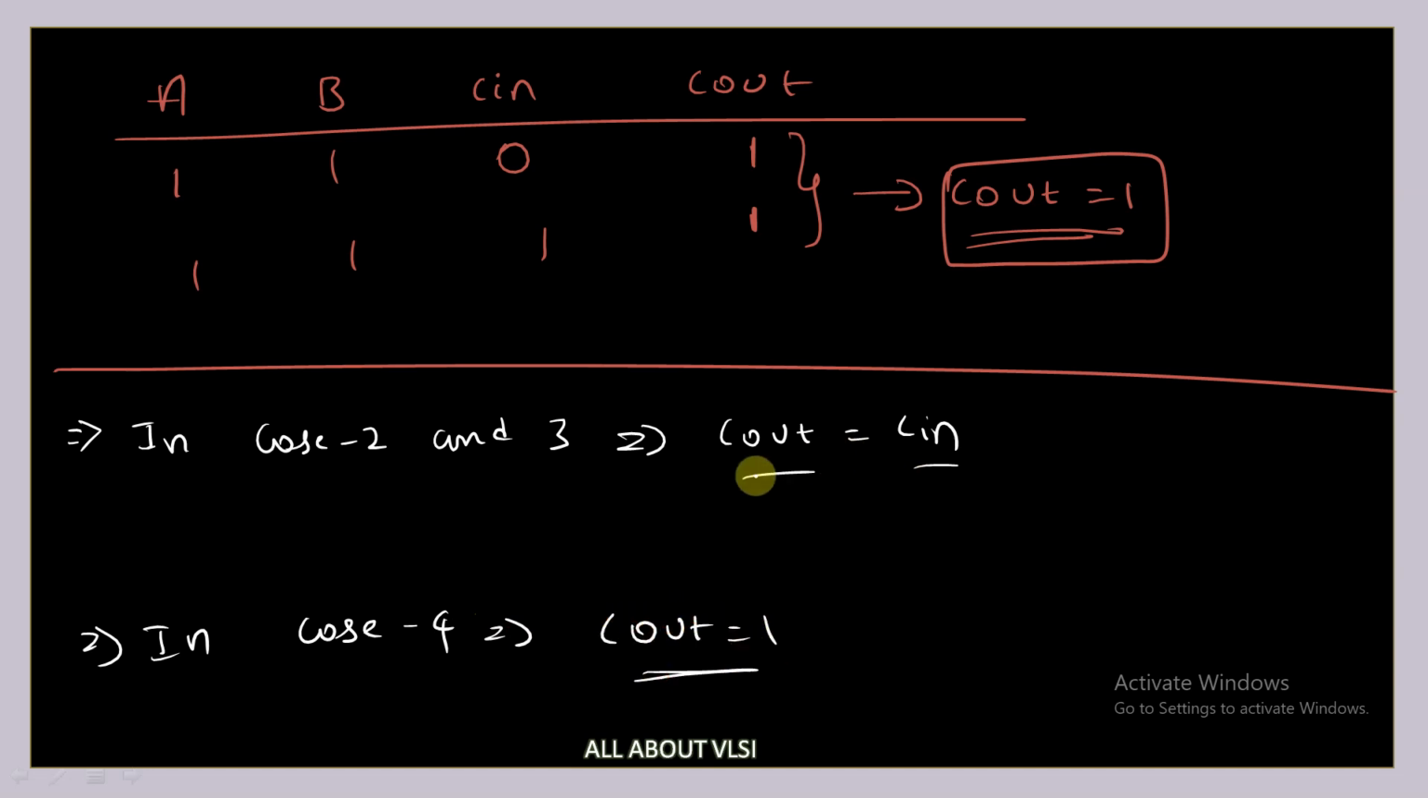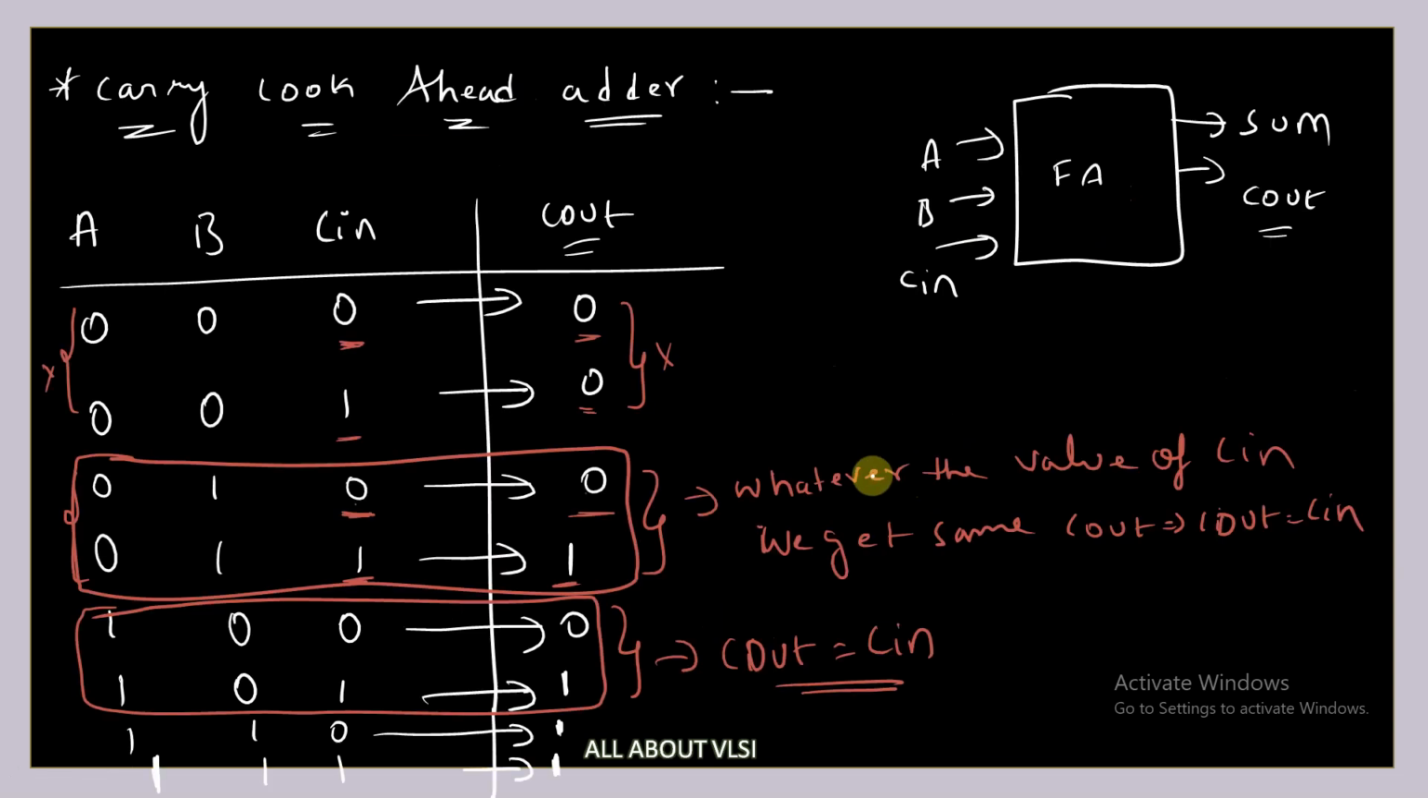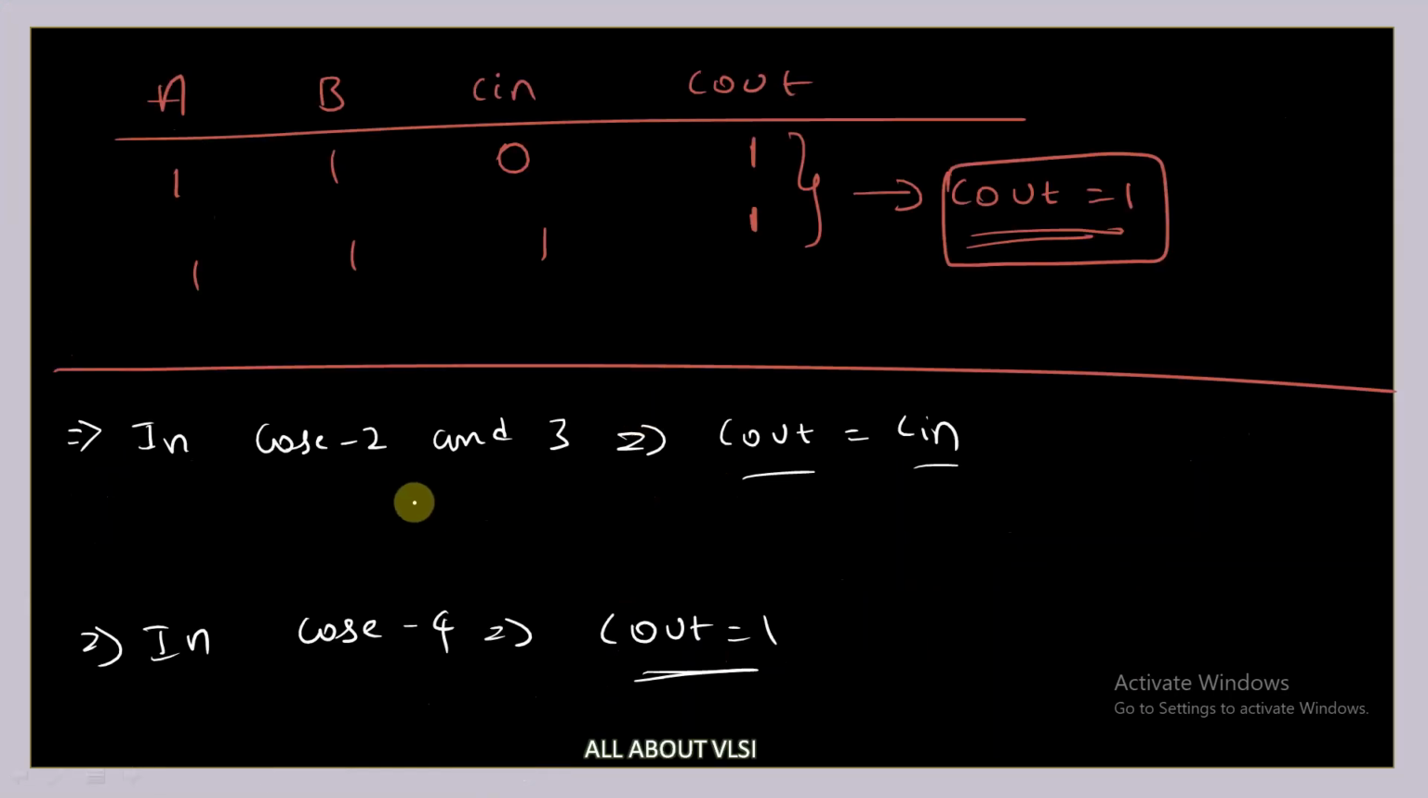Now, if we have C out is equal to C in, that means I can say my input carry is simply propagating. Can I say my input carry is simply propagating? Yes. So in case 2 and case 3 I can see C out is equal to C in. That means my input carry is simply propagating. I will write it down here.